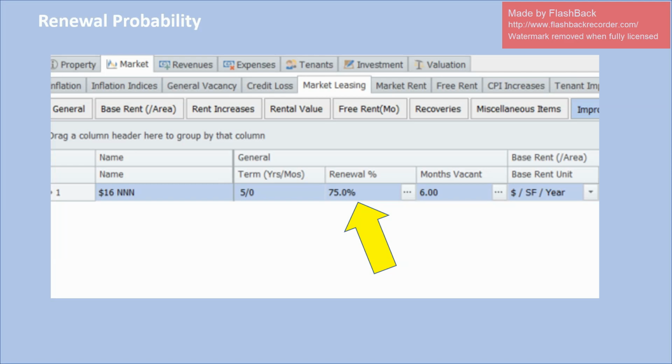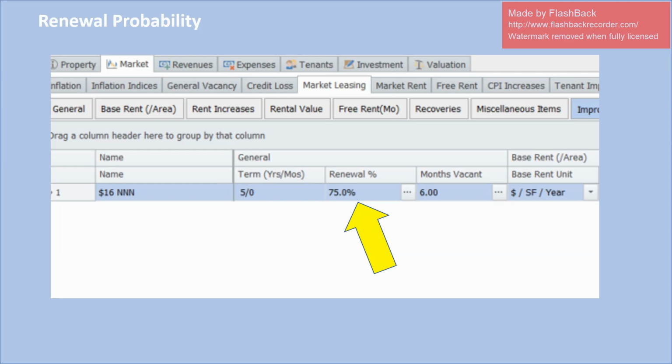And the main way that Argus decides what to do with that and what costs to assign to it is via the renewal probability. The renewal probability basically just states we believe that this tenant has a 75% chance in this case of staying at the property after their lease expires and executing a renewal. 75% is a really common figure seen. Generally if tenants are happy at a property, you can assume that there's a fairly good likelihood that they'll want to stay there and execute a renewal, especially if they have equipment in the space and what have you.